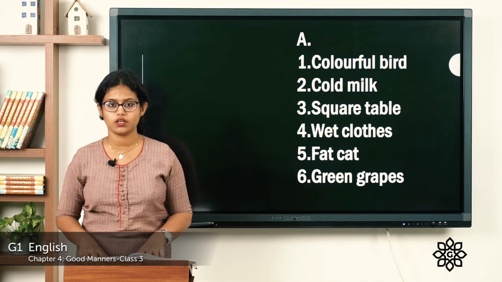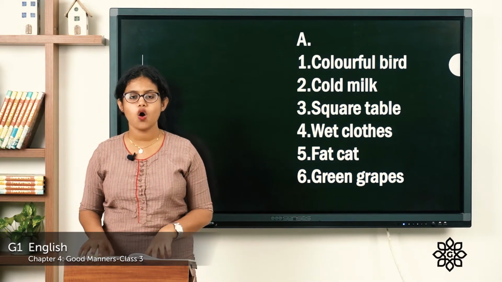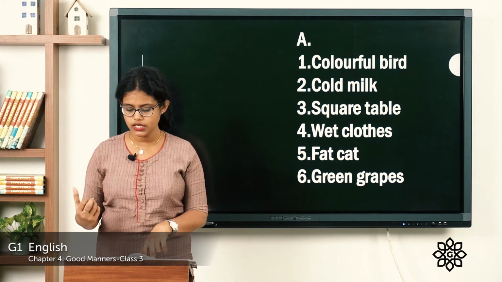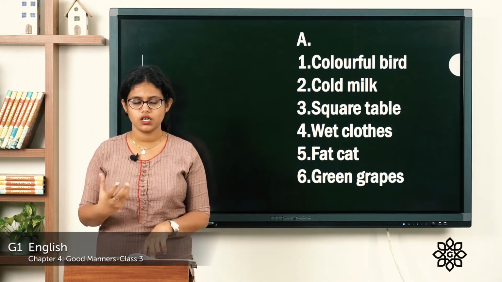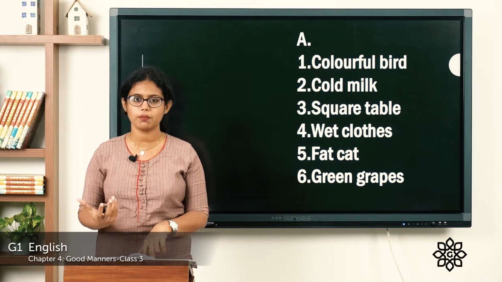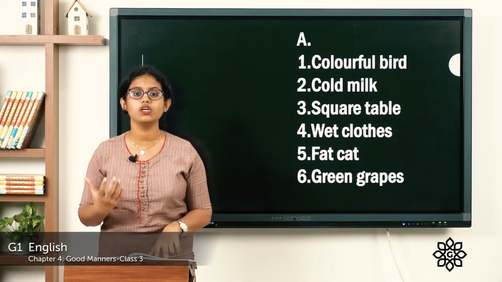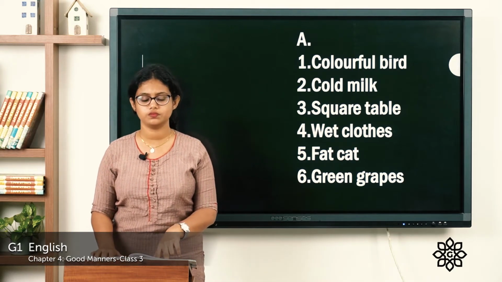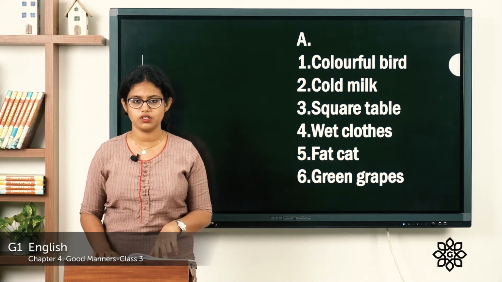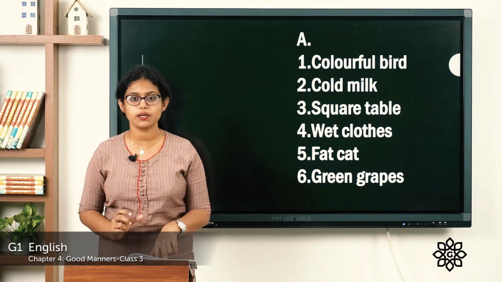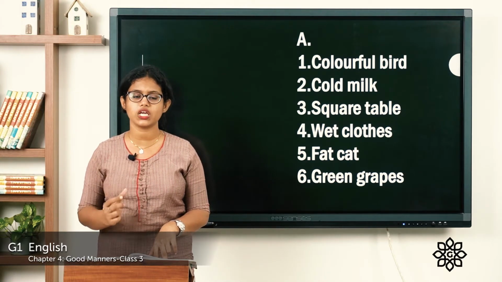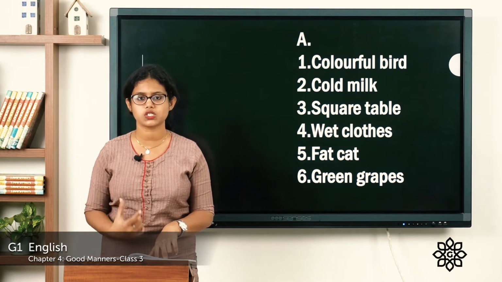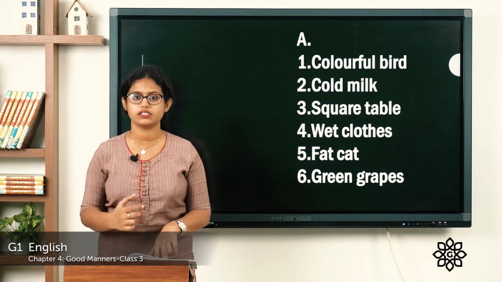What about the second one? 2 options are given. Hot milk, cold milk. If it is hot milk, you can see the steam coming up, right? But in this picture, can you see the steam coming up? No. So it is cold milk. It is a cold cup of milk. What about the third one? You can see a table. Two options are given. Square table, round table. What shape is that? Is it square or is it round? It is square. So it is a square table.